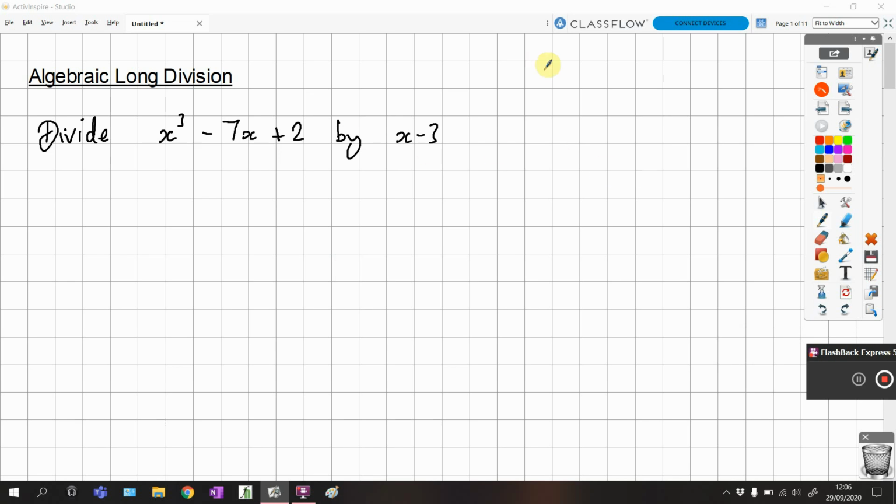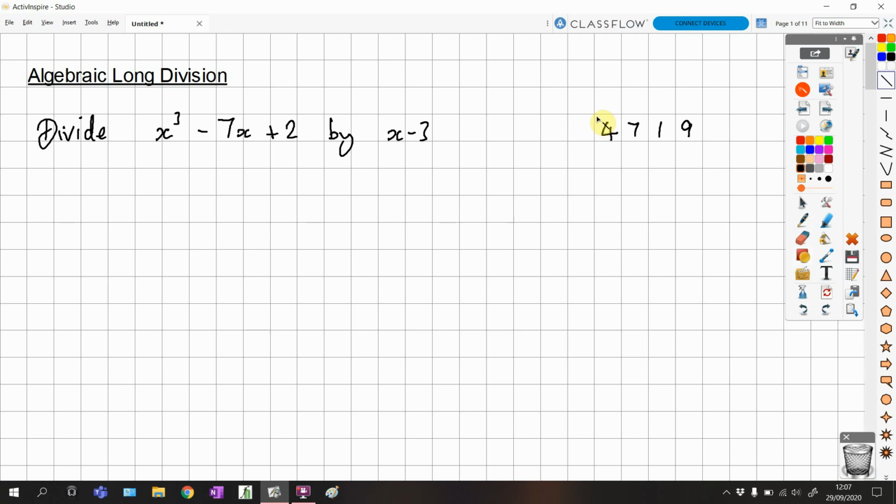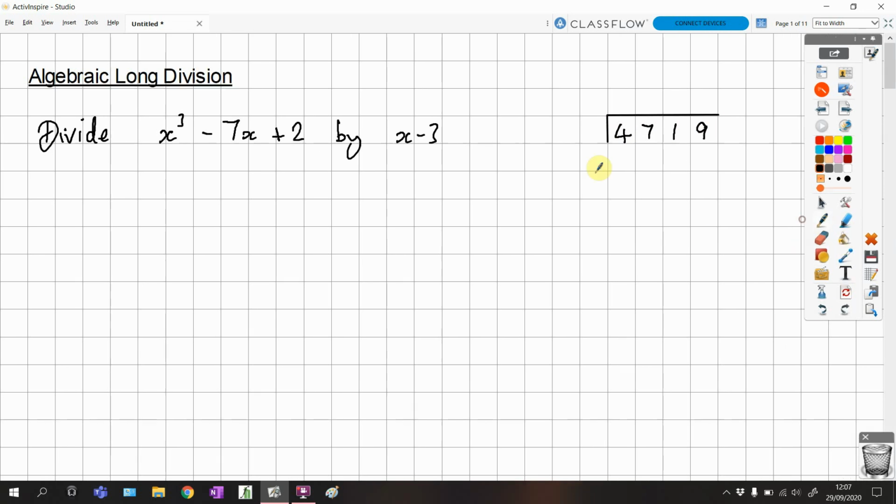Now before we consider the algebraic process, it's probably worthwhile spending a bit of time just reviewing what long division actually is, because it's not something that's generally taught in primary schools these days when you're doing a numerical calculation, but it's critical for what we're going to do here. So let's suppose you are faced with this sum, 4,719 divided by 7.